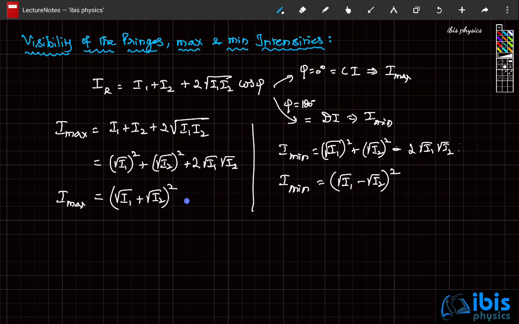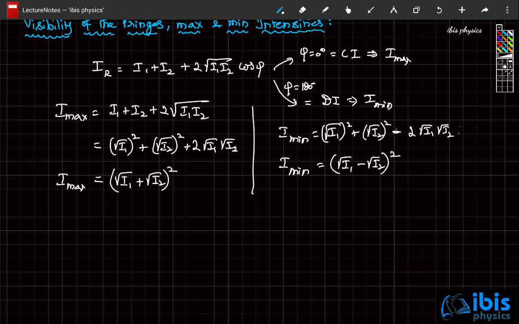So what about the relation between these two and the visibility of the fringes? The visibility of the fringes is defined as the difference of maximum and minimum to the sum of these two. So visibility, let me define it as V, equal to the average of the difference in intensity to the average of the sum of intensity. So the 2 will be cancelled. So it is I maximum minus I minimum divided by I maximum plus I minimum. This is the formula for the visibility of the fringes.